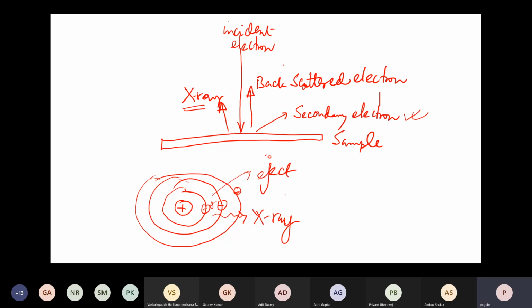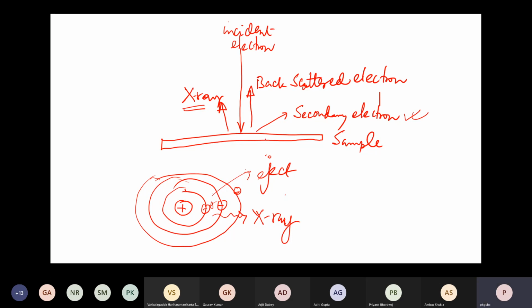This incident electron will interact with atoms in the sample. What they will do is eject low energy electrons, maybe from outer shells, and those low energy electrons will not be able to come out from the sample unless they are very close to the surface of the sample, right? So these are secondary electrons.